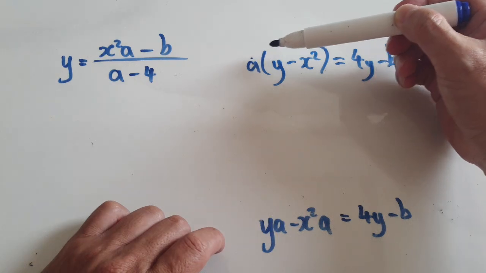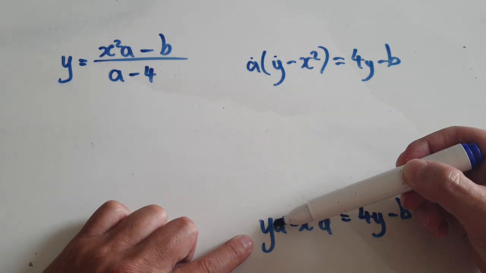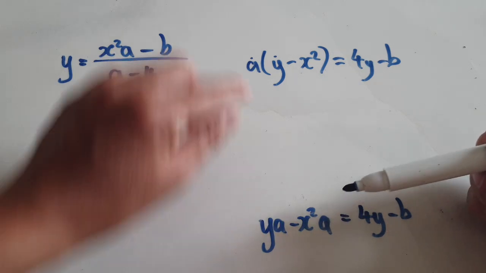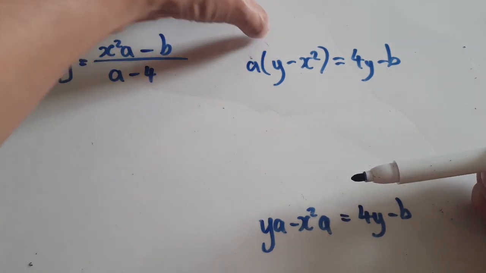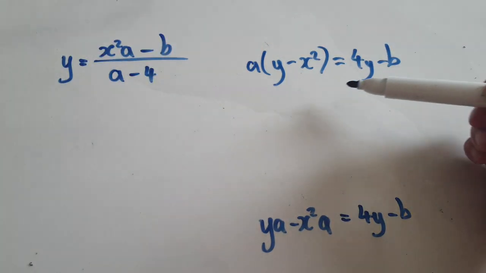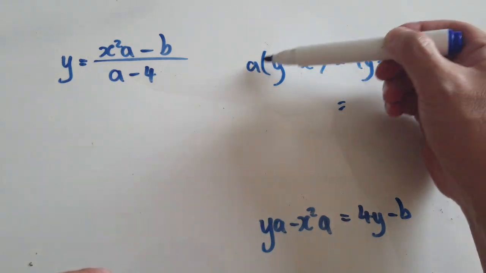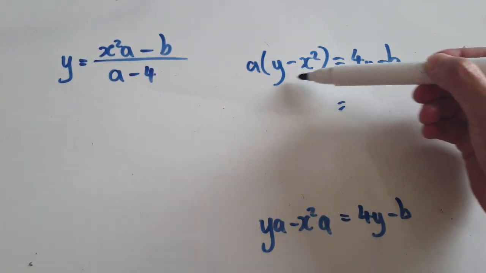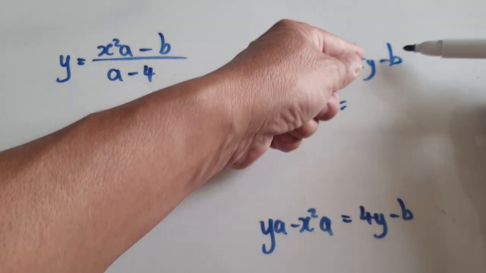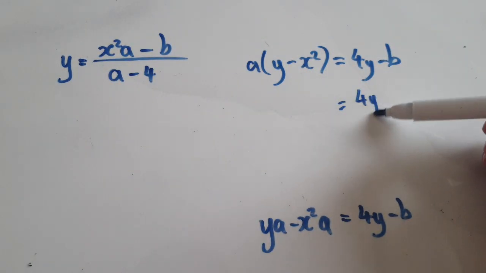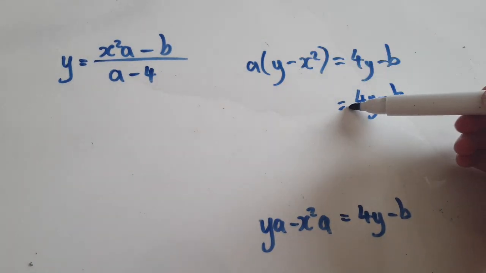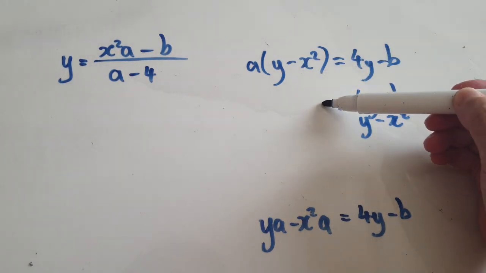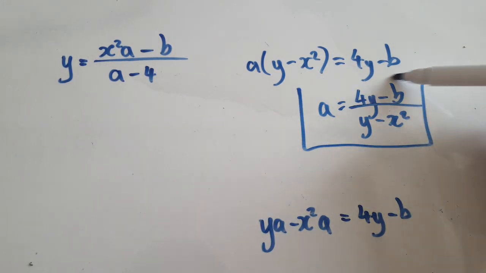Because this times this will then give us ya. This times this will then give us negative x squared a. So when you factor out the a, it will look like this. So now you've got one thing times another thing. We're trying to make A the subject. So in your mind, divide both sides by this bubble here. So you would take this whole thing down and then divide by that bubble. Y minus x squared equals A. So this is your final answer. Okay?